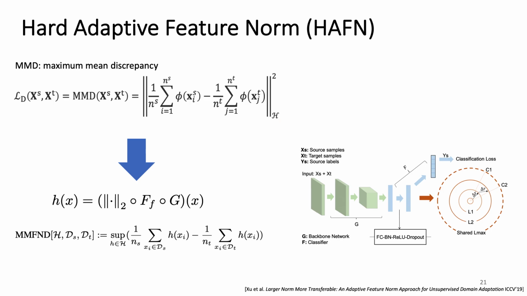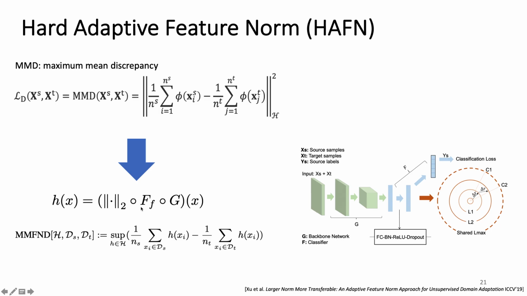And a more recent work, an ICCV 2019 paper, changed the MMD to a new distance measure. They call it MMFND, the maximal mean feature norm discrepancy. And you can see they look very similar, okay?